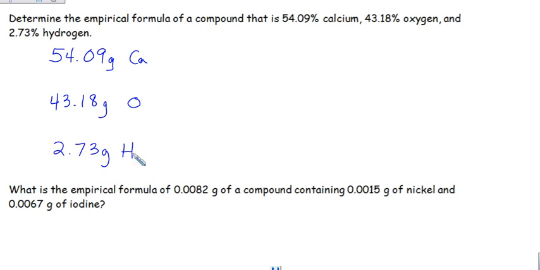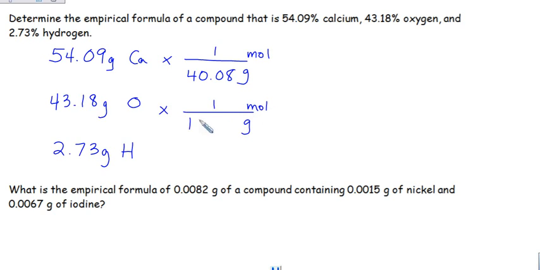Eventually, I need to find the mole ratio because moles represent a quantity of particles, and that'll help me piece together my formula. I can easily go from grams to moles. I just need my periodic table. So we're going to set these up to cancel grams. We want moles. 1 mole should have the mass on the periodic table. I'll do the same thing with every single one. Cancel grams, I want moles.